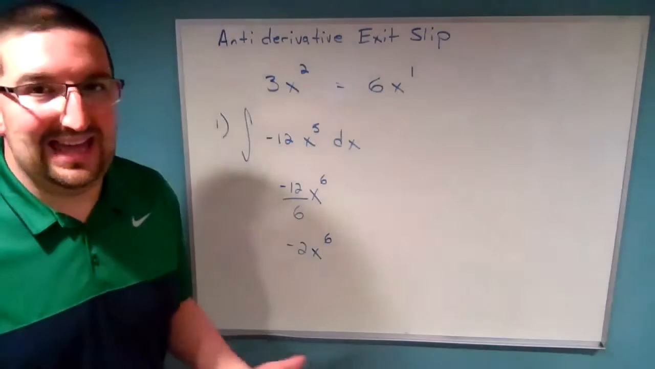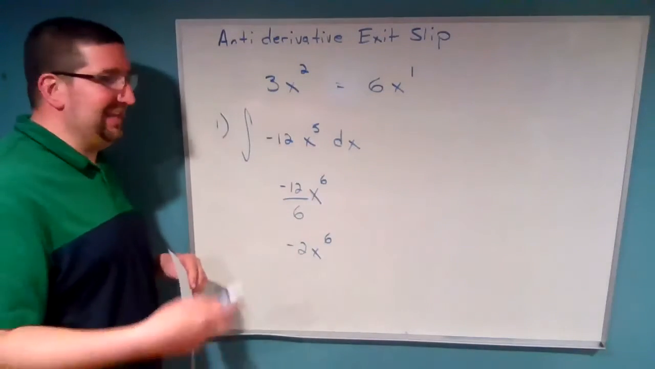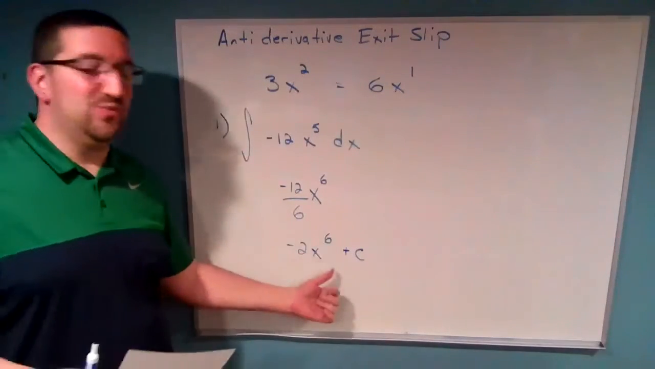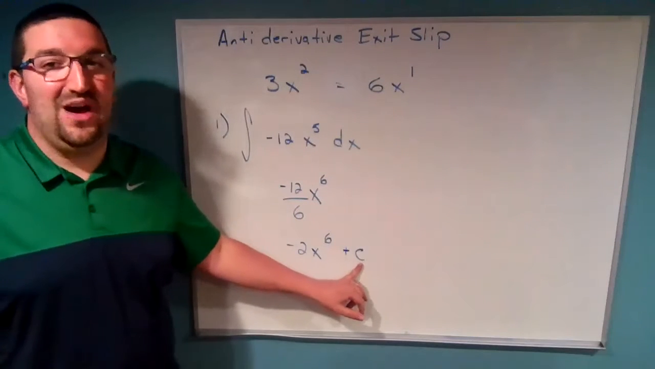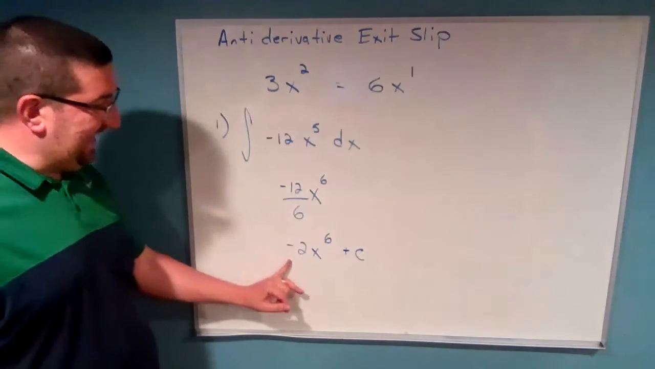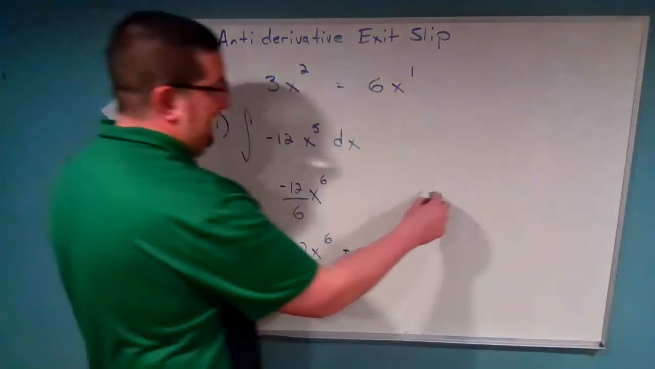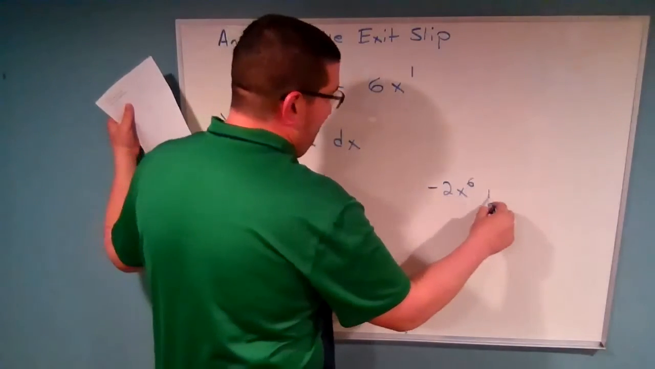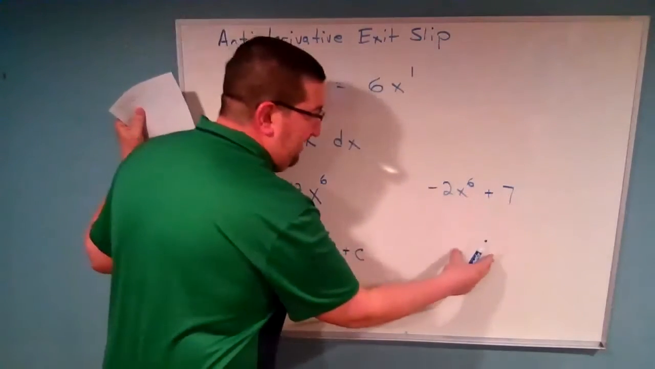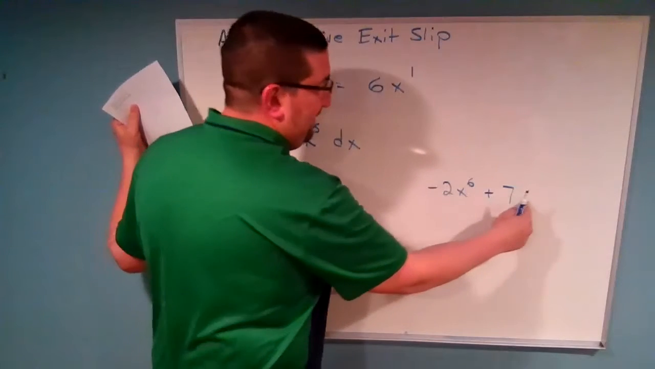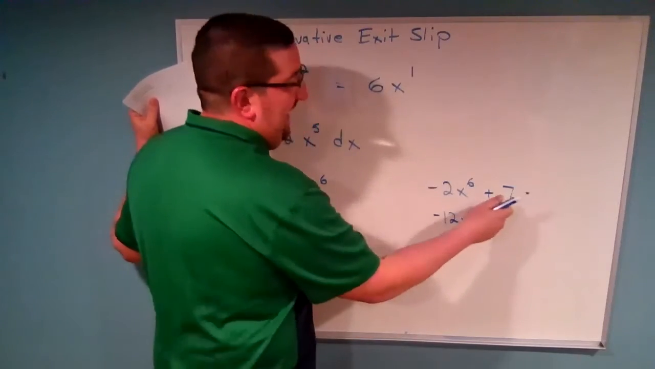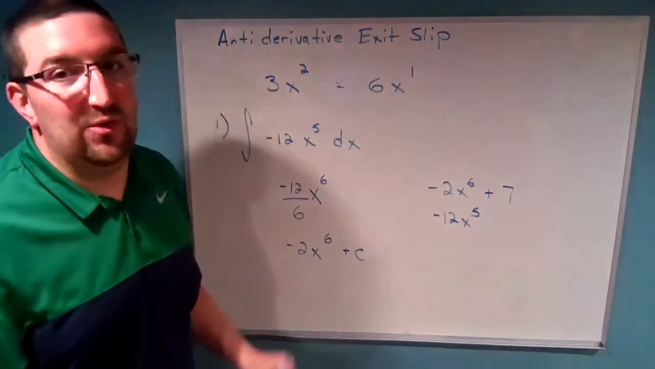Now something else I want to add, you have to add into all of your answers a plus c. Pay attention now, that's to take into account the constant that might have been lost when taking the derivative. All right, so if I gave you this equation, let's say it was negative 2x to the 6th plus 7. 7 was the constant. If I took the derivative of negative 2x to the 6th plus 7, it would be negative 12x to the 5th, and the derivative of 7 would be 0, and it would go away.